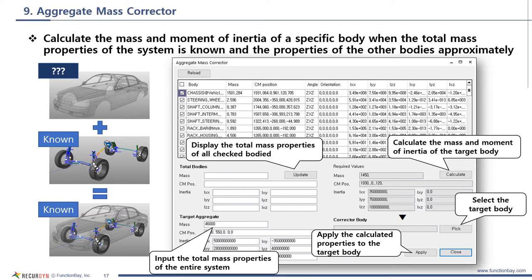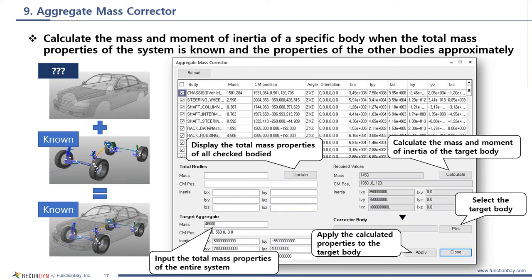The ninth feature is aggregate mass collector, mainly required for vehicle modeling. A vehicle model has many moving bodies and one chassis body that has a dominant mass property. For some parts, the mass and moment of inertia values are relatively small compared to the chassis body.